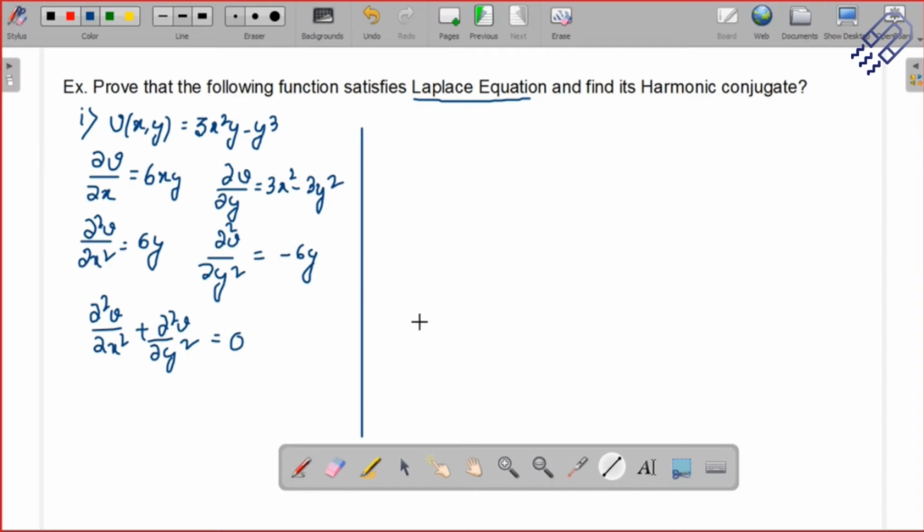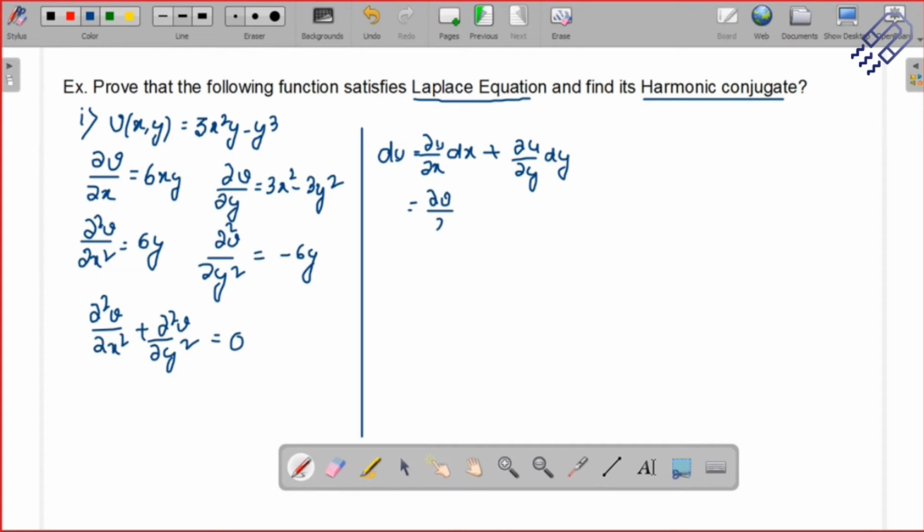So that means if it's harmonic, its harmonic conjugate should also exist. Okay, so if we say its harmonic conjugate exists, we can just simply do it in this way. du is equal to del u del x dx plus del u del y dy. And I don't know u, I know v, so I'll just replace everything with v.